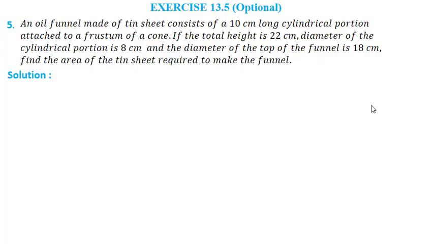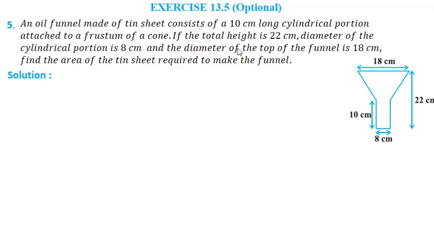We have already seen up to problem 4. Now let us see problem 5. An oil funnel made up of tin sheet consists of a 10 cm long cylindrical portion attached to a frustum of a cone. You can see in the diagram, the total height is 22 cm, the diameter of the cylindrical portion is 8 cm, and the diameter of the top of the funnel is 18 cm. We have to find the area of the tin sheet required to make the funnel.